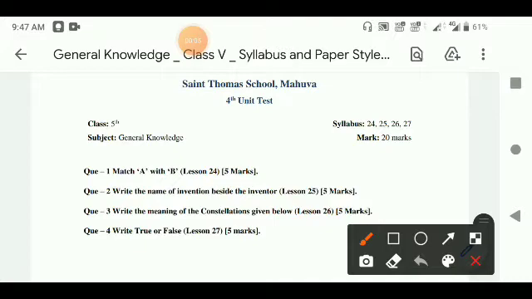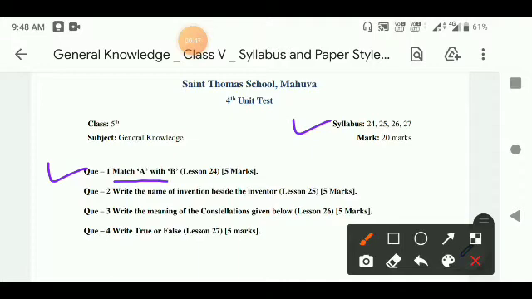Students, as you know, your unit test 4 commences from 15th March. So first we will discuss the paper pattern and the syllabus for this test. As you know, I have already shared this paper style and syllabus. First is the syllabus. There will be 4 lessons in this test: lesson number 24, 25, 26 and 27. So you have to prepare 24 to 27. Then here is the paper pattern, the paper style.